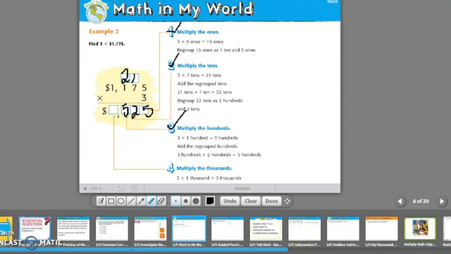Lastly, I need to multiply my thousands. So now I have 3 times 1,000. And 3 times 1,000 is going to give me 3 in the thousands. I can check off step 4. So I see that 1,175 times 3 equals 3,525.